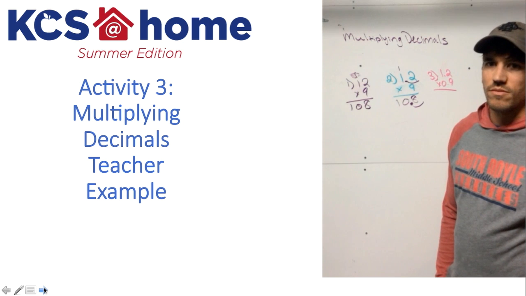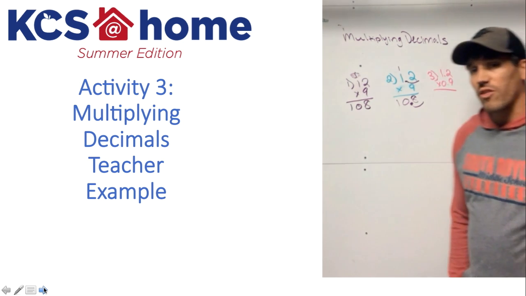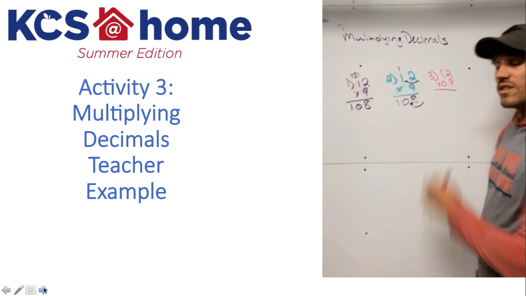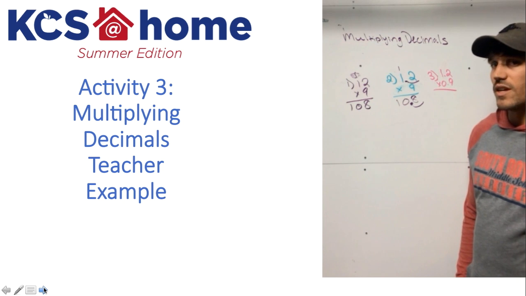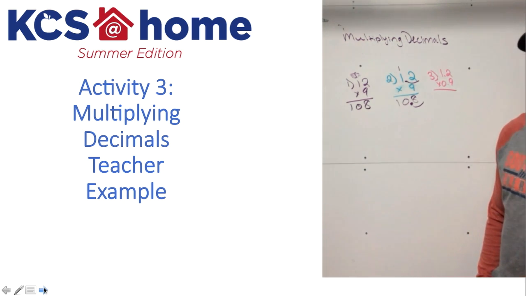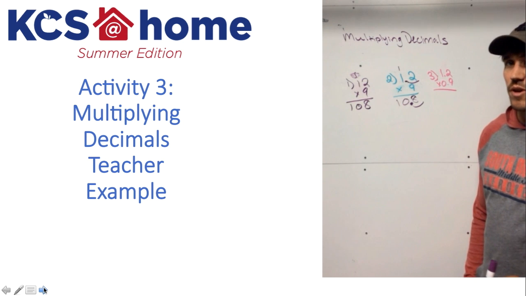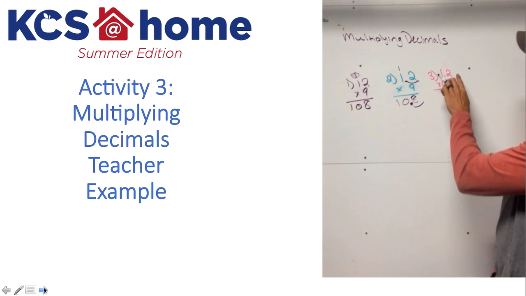Just jump the decimal. If you look at our third example, once again, same numbers, except now we have 2 digits behind the decimal place. That means in our answer, we're going to need to have 2 digits behind the decimal. 1, 2.